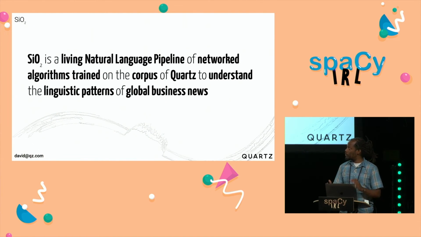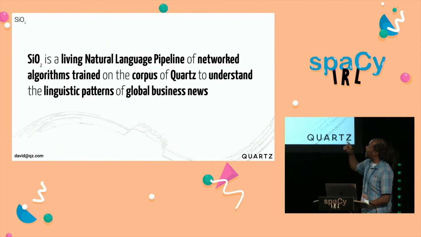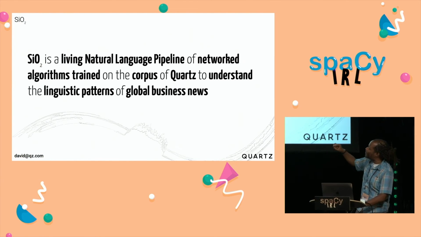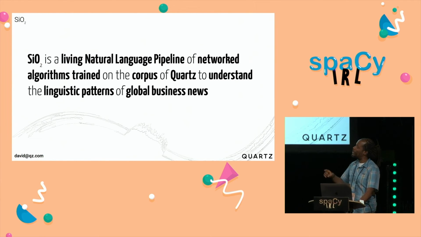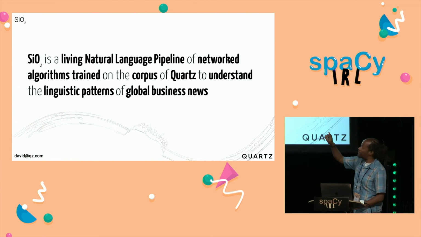So SiO2, silicon dioxide, is a living natural language pipeline of network algorithms trained on the corpus of Quartz to understand the linguistic patterns of global business news. That's a mouthful. I want to stress living, which is the time sensitiveness. And the network algorithms is that there's never going to be that one algorithm. There's never going to be that GA. You're going to be stitching together things that sort of make it speak to the use case that you're doing. So we have a lot of different use cases that we have. SiO2 is the backbone, and then we have a whole bunch of other things that sort of connect to it to be able to do those.